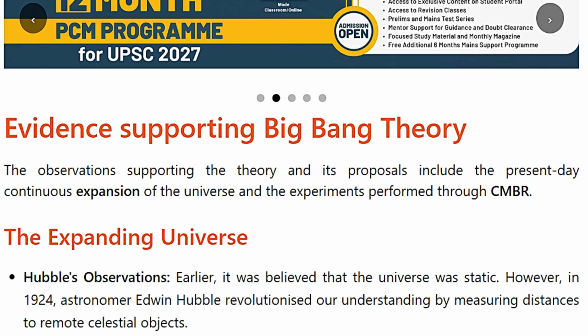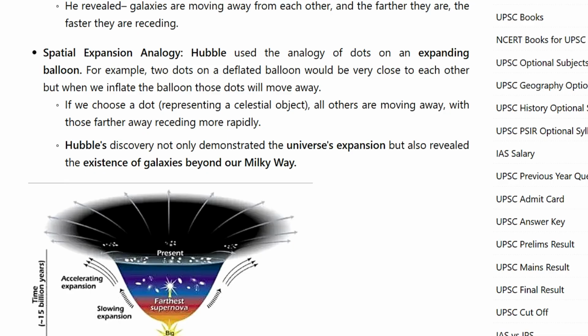Evidence supporting Big Bang Theory. The observations supporting the theory and its proposal include the present-day continuous expansion of the universe and the experiment performed through CMBR. The expanding universe. Hubble's observations. Earlier, it was believed that the universe was static. However, in 1924, astronomer Edwin Hubble revolutionized our understanding by measuring distances to remote celestial objects. He revealed galaxies are moving away from each other, and the farther they are, the faster they are receding.